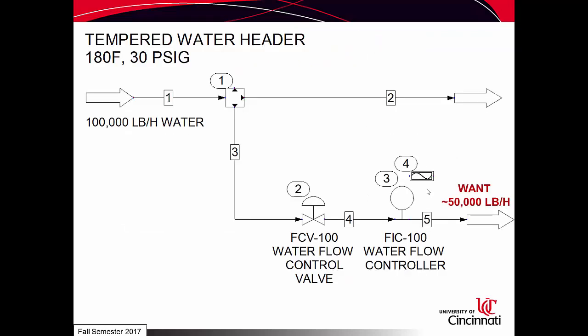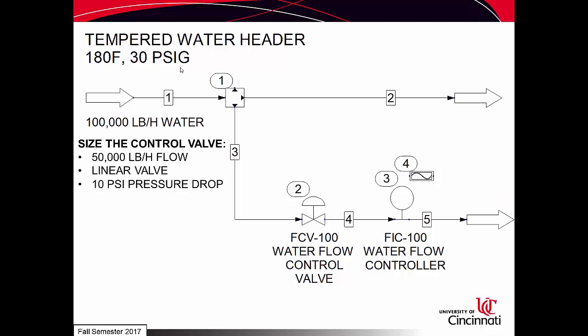We're going to discuss these operations in the context of a tempered water system. You can see the process flow diagram for a portion of the system in this slide. We basically have a flow of 100,000 pounds an hour of water flowing through the main header. We're going to take a side flow that's about 50,000 pounds an hour. That's going to be the basis for sizing our flow control valves and our flow controller. The tempered water flowing in the header has a temperature of 180 degrees Fahrenheit.